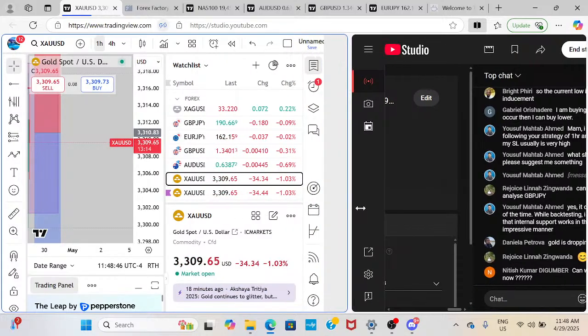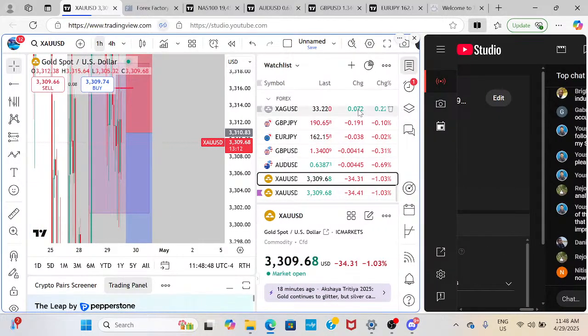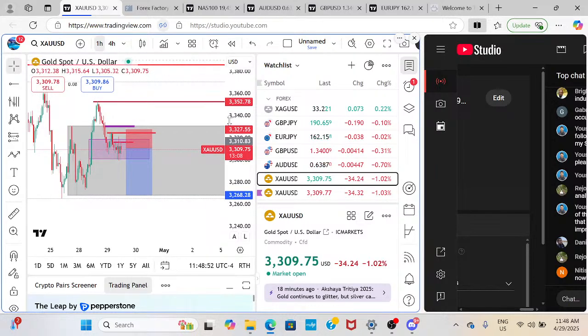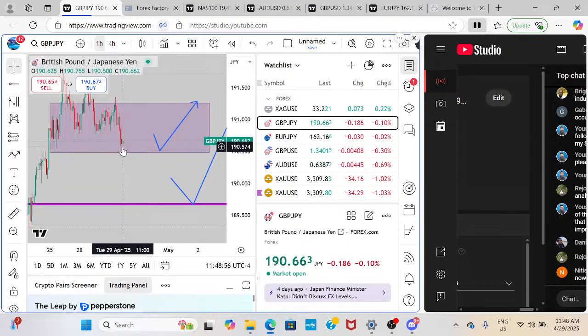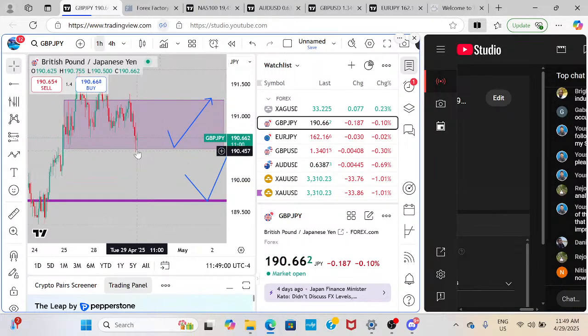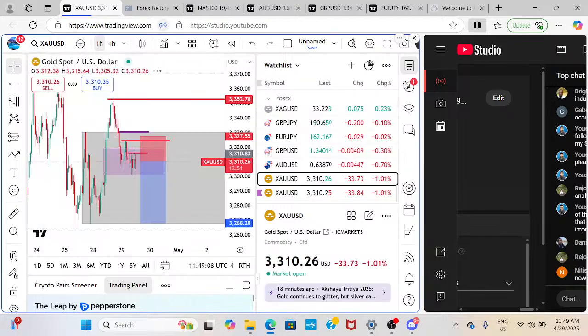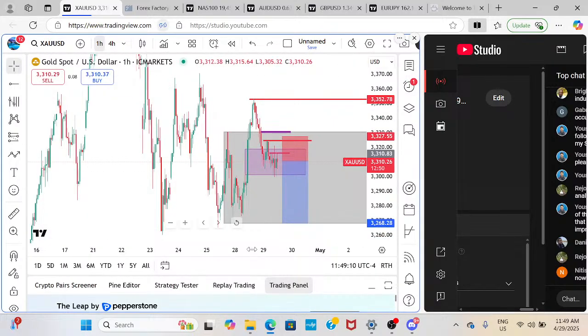Can we buy GBP/JPY now? Yeah, it's at a good area for buy. The first spot where it's at, that's one good area for buy. Just make sure if you're buying here, set your stop loss below 189.97. Okay, so let's check gold and see what's happening.